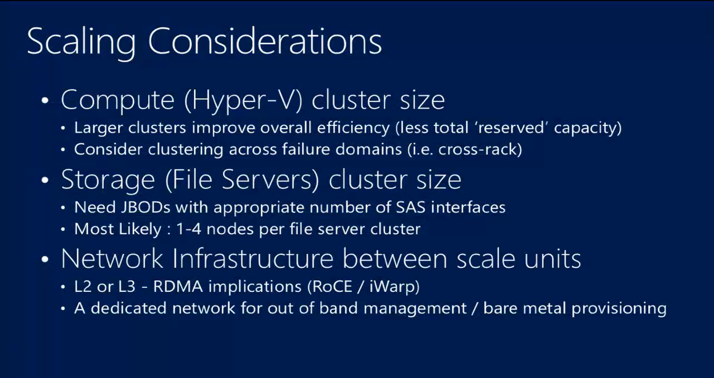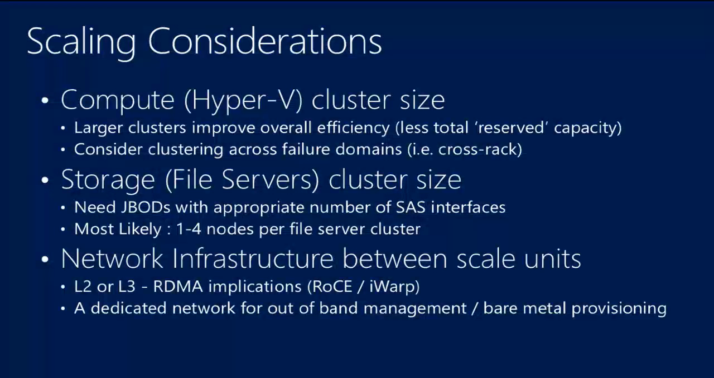Your storage clusters are going to be smaller, right? They are basically file servers, scale-out file servers. Usually, if you want HA, you'll have a 2-node file server. You can go up to 4 with JBODs with shared SAS for 4 nodes. Beyond that, it really doesn't make sense. So your file server clusters will still be 2 to 4 node clusters.